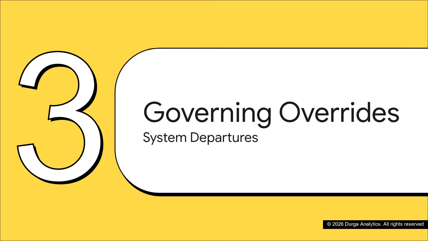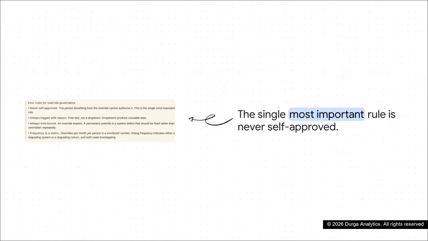All right, Section 3, Governing System Overrides. Let's talk about deliberately departing from a system value. An override is a deliberate decision to depart from what your ETRM or control system is telling you. And look, gas desks require them. Models fail, and physical reality often diverges from what the system thinks is happening. The question is never whether to permit overrides, you have to. The question is how to ruthlessly govern them.